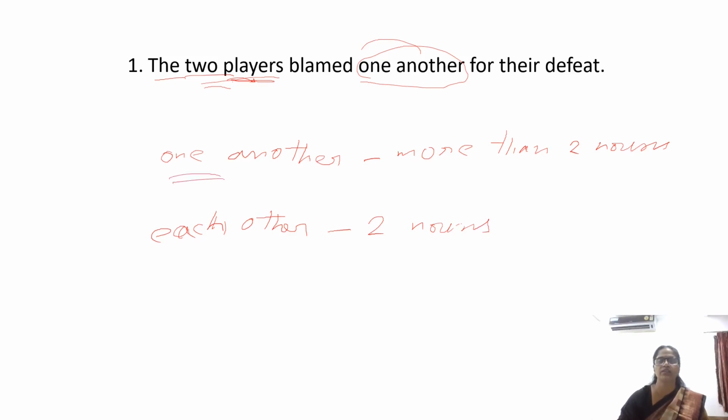One another is used when there are more than two nouns, and each other is used when there are only two nouns. Here, how many players are there? Only two players. So, we have to use each other, not one another. The two players blamed each other for their defeat is our answer.